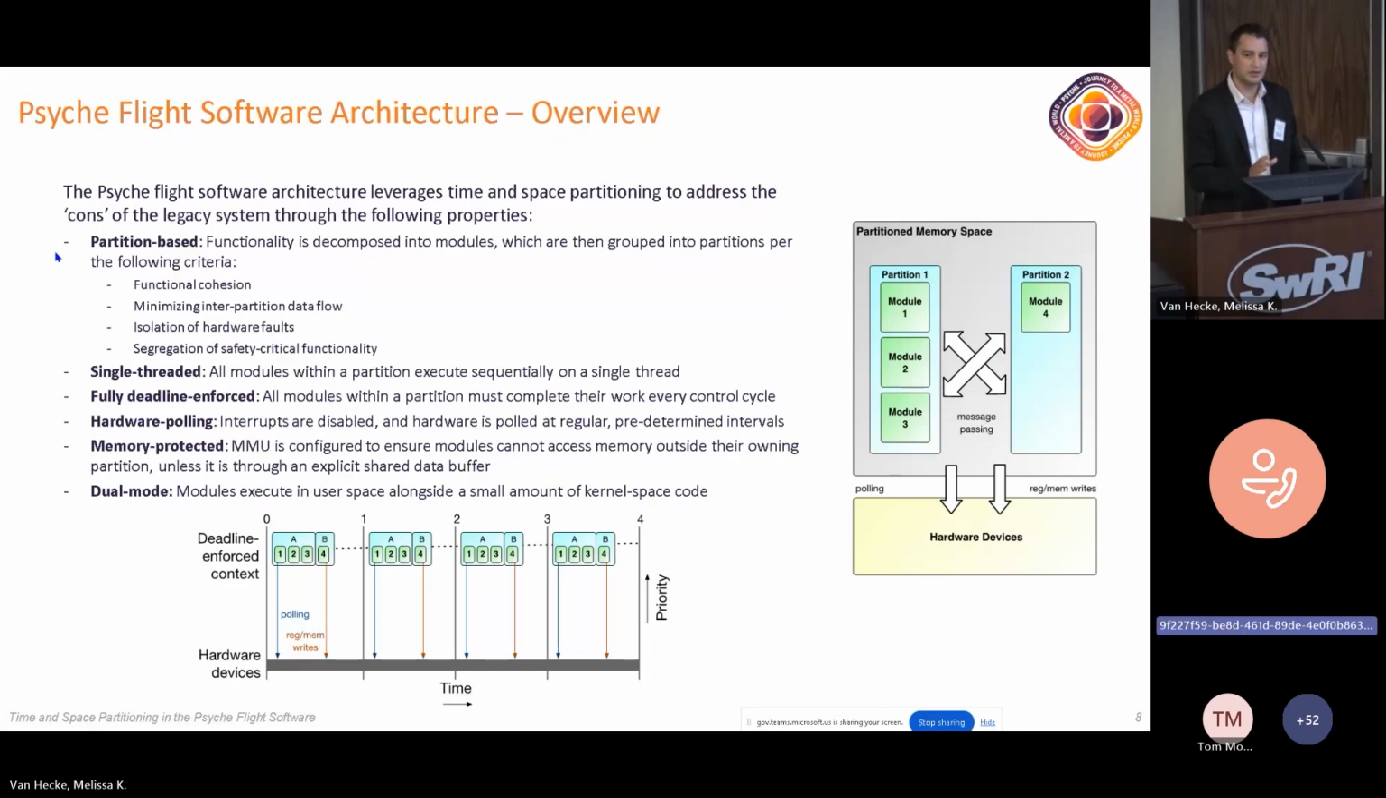So the biggest difference between, I would say, this architecture and the legacy system, though, is we are single-threaded. All of our modules execute sequentially on a single thread, and every partition is deadline enforced. So every partition has to complete its work every control cycle. Also, interrupts are disabled. We are a polling-based architecture. So the software controls when we talk to hardware, when hardware can tell us something.